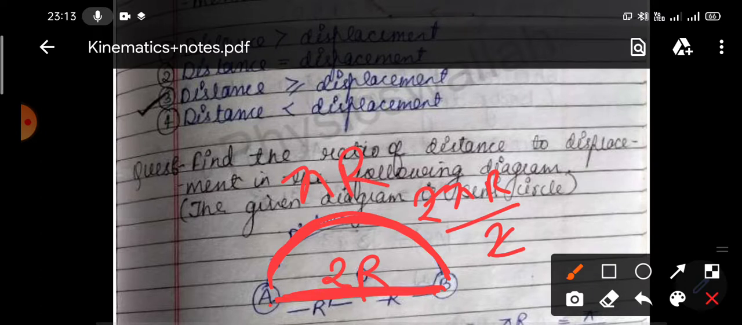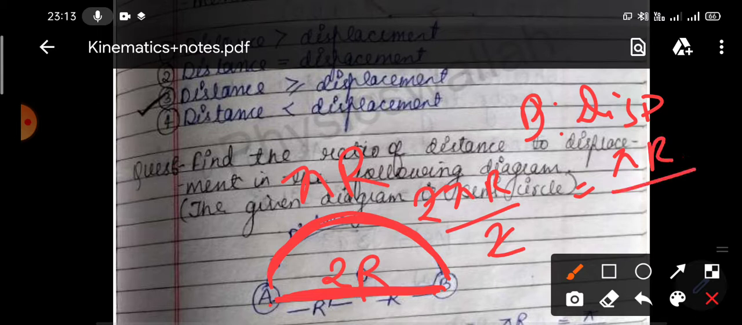So the ratio of distance to displacement will be pi r divided by 2r. So r will cancel, which means your answer is pi by 2. Pi by 2 is your answer. Distance is pi r, displacement is 2r, so r cancels and pi by 2 is your answer.